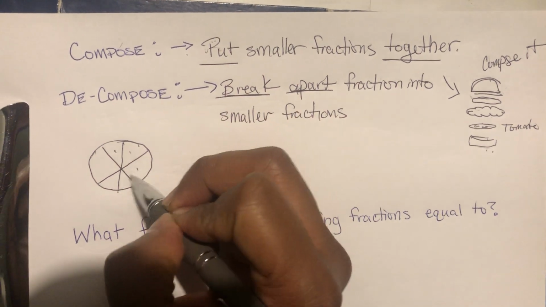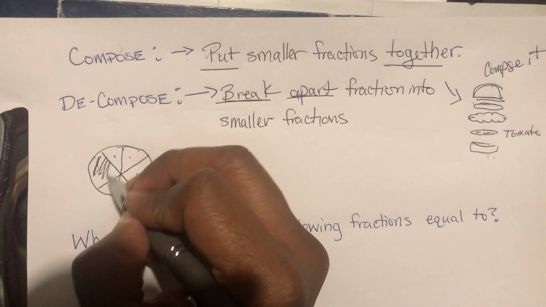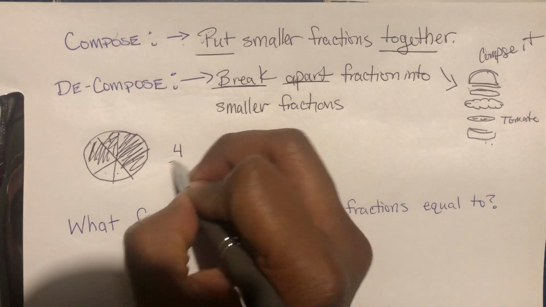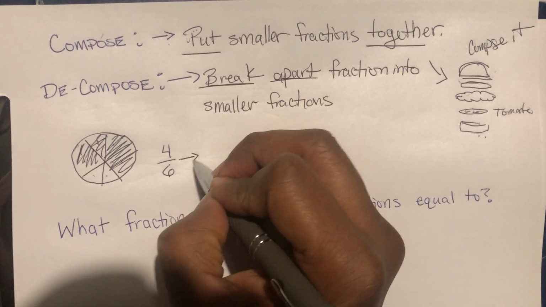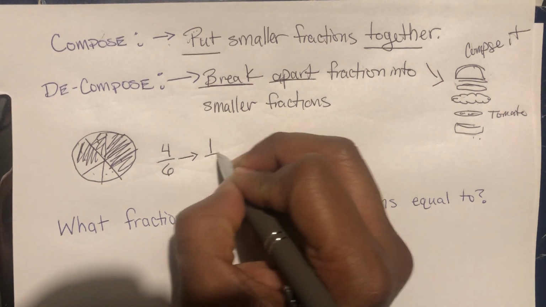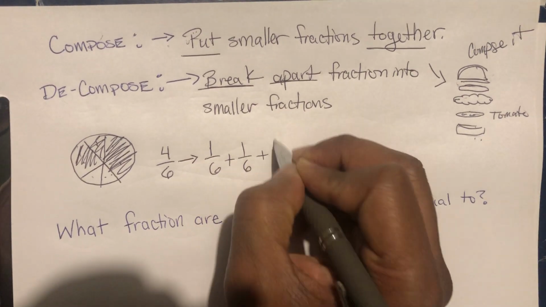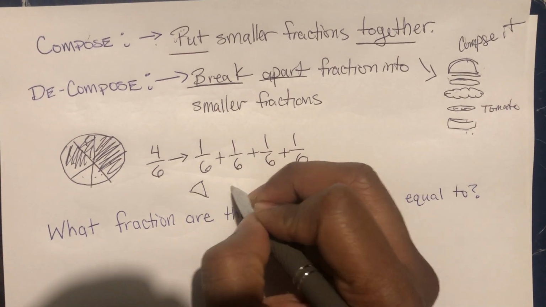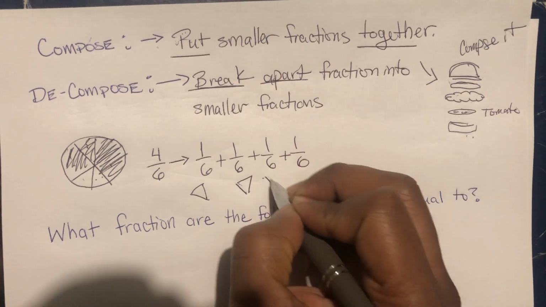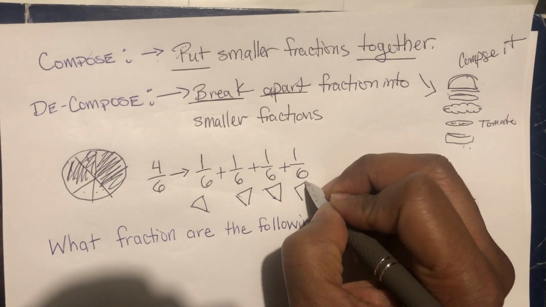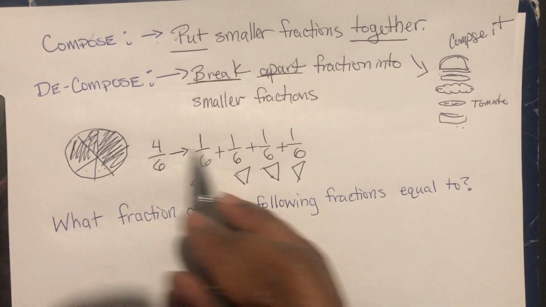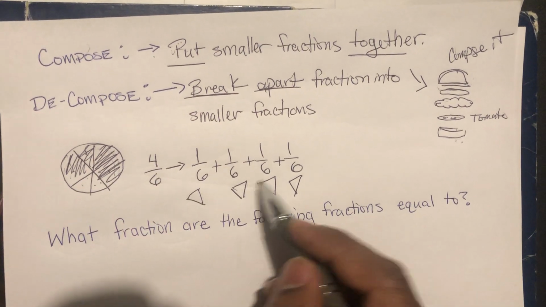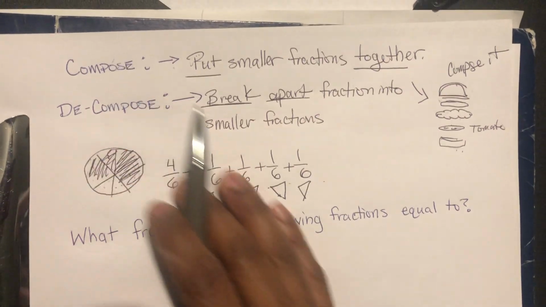that was in 6 parts, and we only had 4 parts, right? So we had 4 sixths, and then we break it into smaller pieces, right? 1/6 plus 1/6 plus 1/6 plus 1/6. Now we have 4 separate pieces of pie, right? That's what we did. We just broke this big chunk here into 4 separate pieces. So that's the same thing as decomposing.